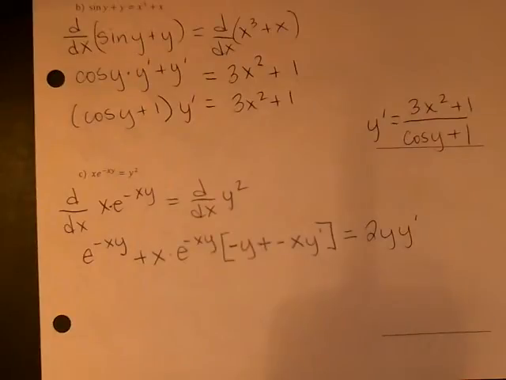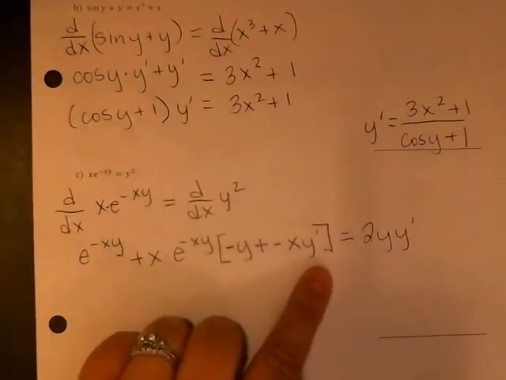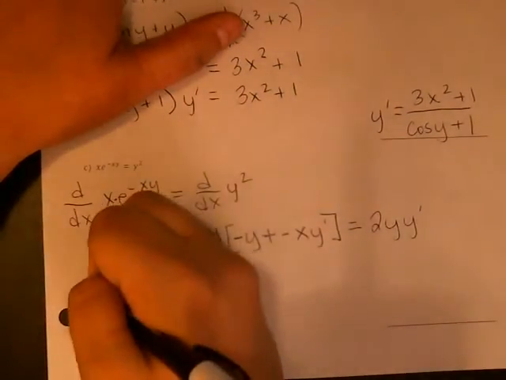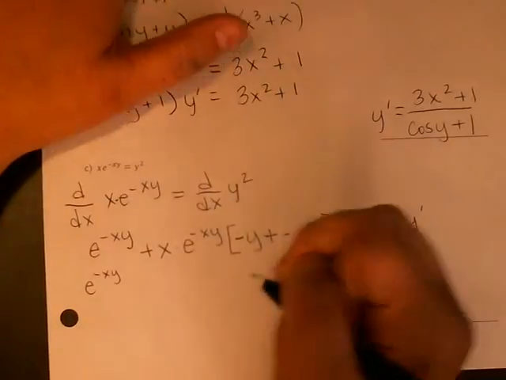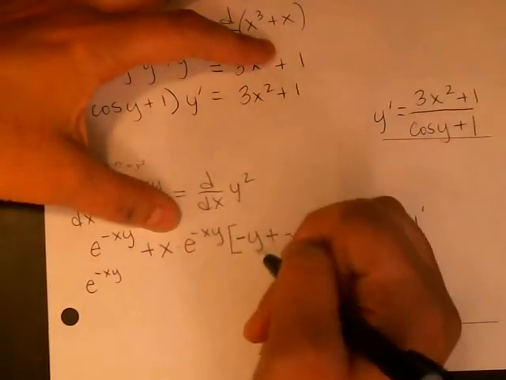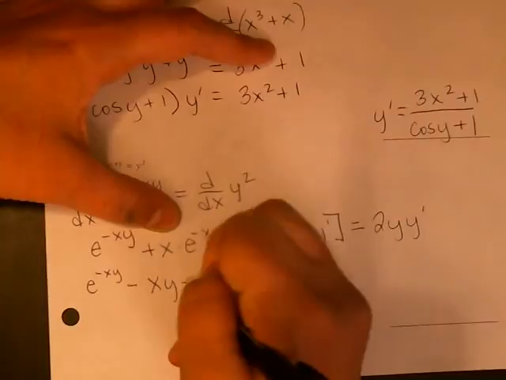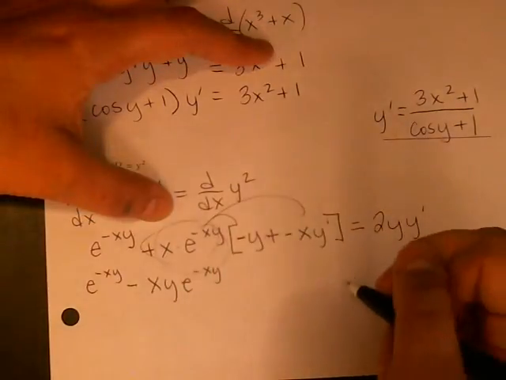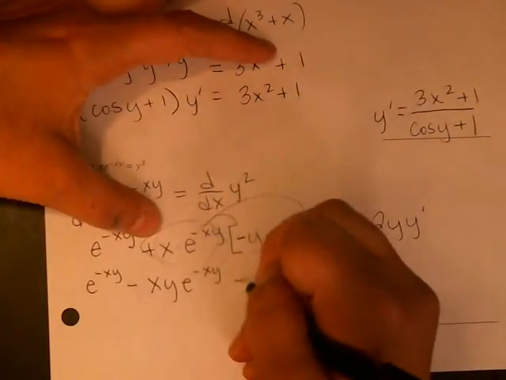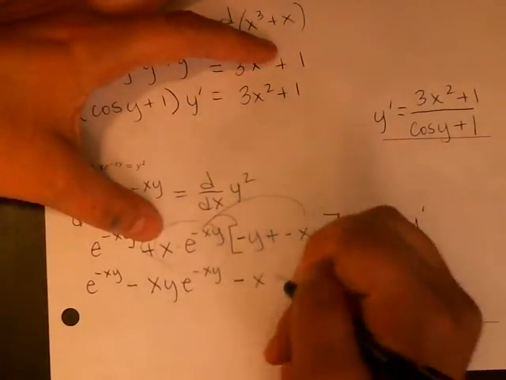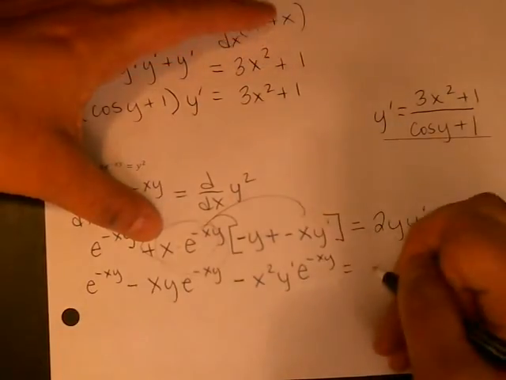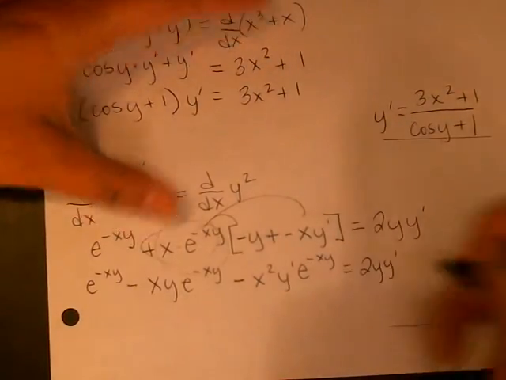Okay, so my next goal is to get y primes isolated on one side, but right now I have a problem because this y prime is stuck in the brackets. So first I'm going to distribute. I'm going to say I have e to the negative xy minus xy e to the negative xy. So I'm distributing this whole thing through. And then it's going to be another minus x squared y prime e to the negative xy equals 2yy prime.